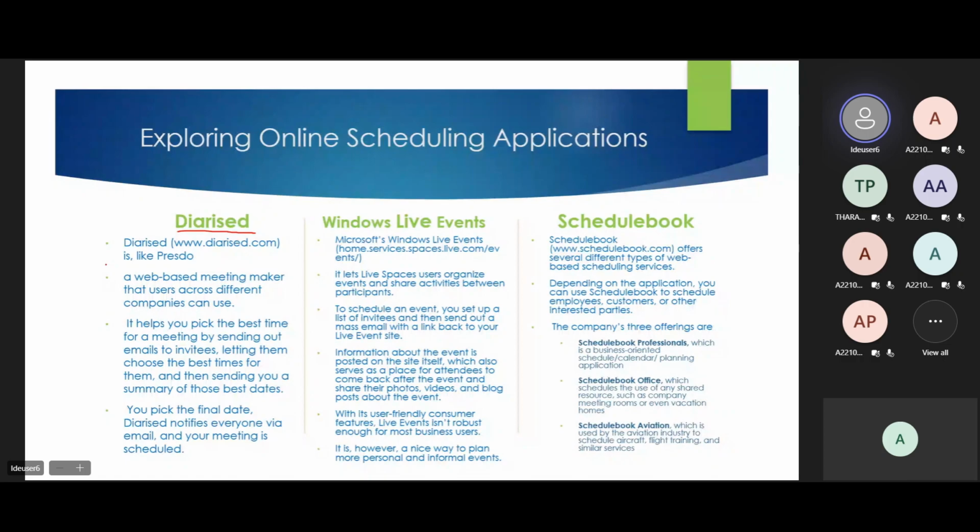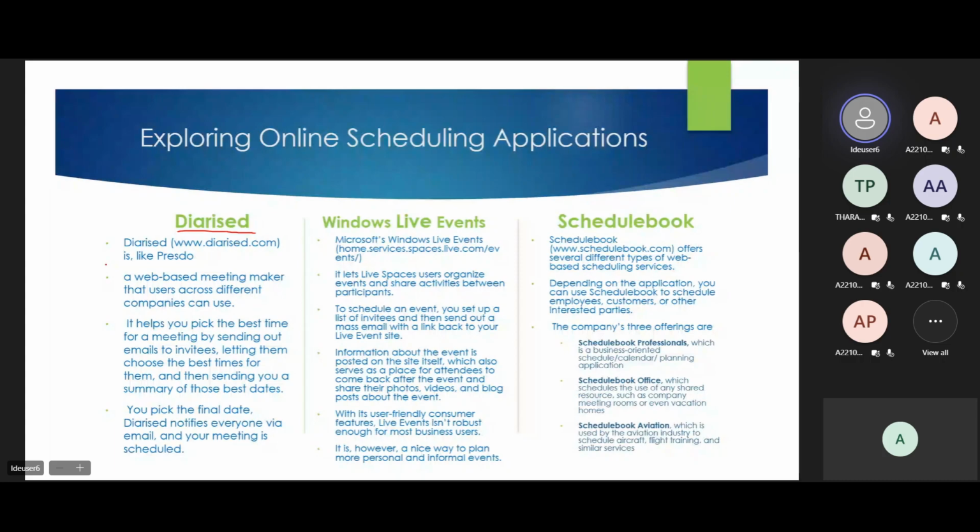That's it. So here also it chooses the best time for a meeting. How will they choose the best time slot? By sending the invites to the people. The invitee has to respond to that invitation. From those responses itself, it chooses the best dates. Okay. And so you can pick the final date. We can notify everyone by email that your meeting is scheduled.